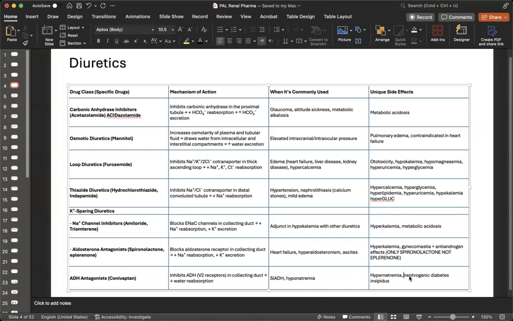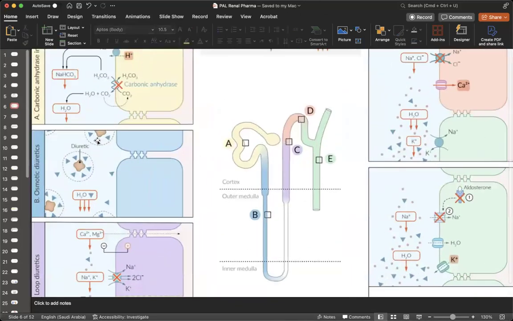I don't know if you guys have learned this, but nephrogenic diabetes insipidus basically means that the ADH is not working, it's not acting at the kidneys. There is ADH, but it's not doing its function at the kidneys, okay? So let's recap here. So what do we have here?